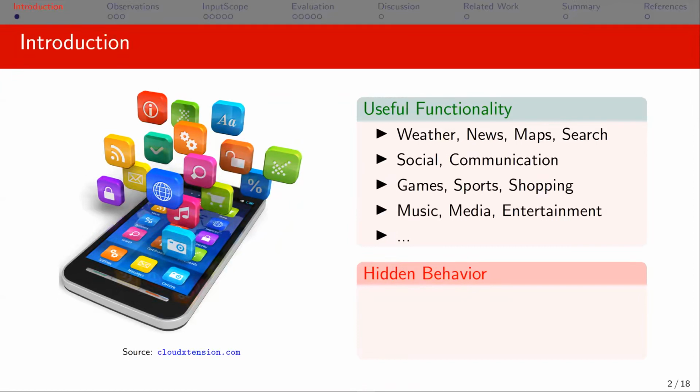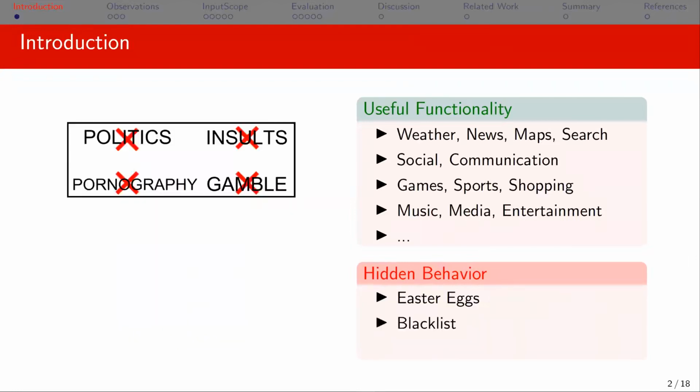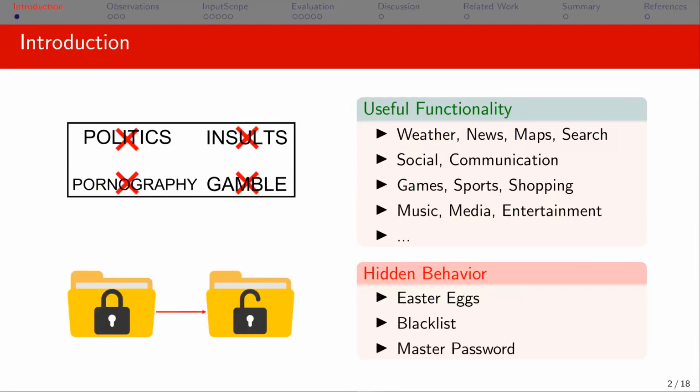These behaviors could be just Easter eggs that are designed to surprise users, such as when a user taps happy birthday in some chatting apps, it will show the corresponding emoji icons. In addition, there also could be blacklists that disallow mentioning of certain sensitive words. Even worse, there could also be some other hidden behaviors that can give advantage to attackers, such as a master password that can be used to unlock secret files hidden by a user.